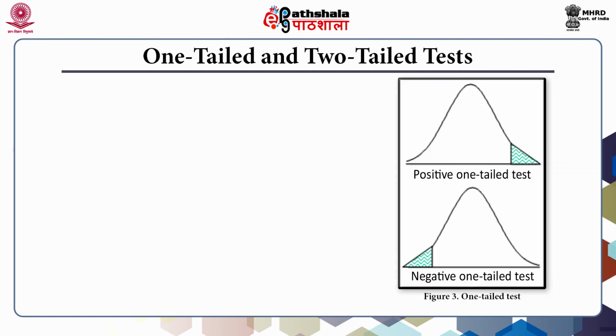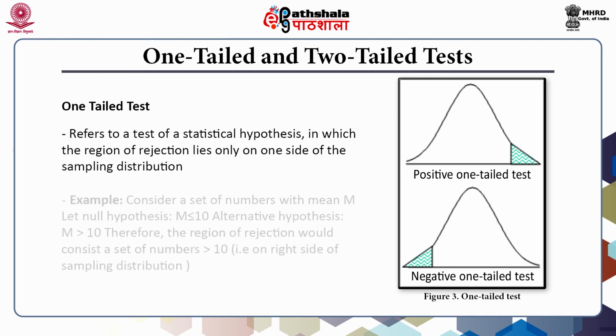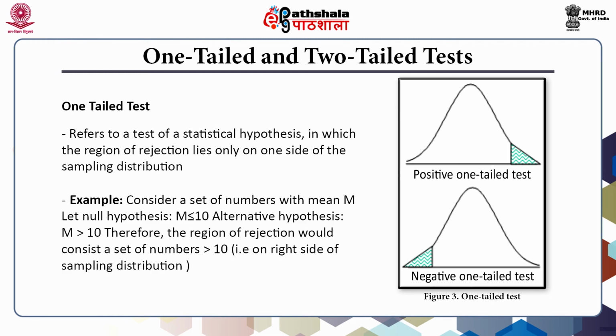One-tailed and two-tailed tests. A one-tailed test refers to a test of a statistical hypothesis in which the region of rejection lies only on one side of the sampling distribution. For example, consider a set of numbers with mean m. Let the null hypothesis be m less than or equal to 10 and the alternative hypothesis be m greater than 10. Therefore, the region of rejection would consist of a set of numbers greater than 10. That is, on the right side of the sampling distribution.